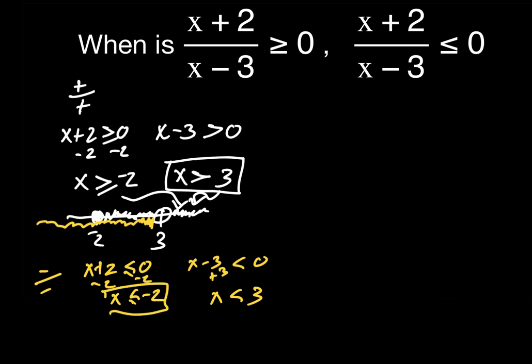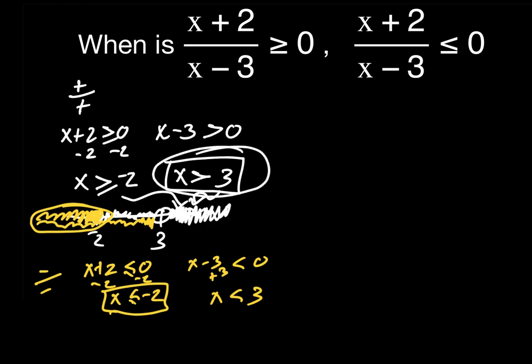Less than or equal to negative 2 is from here down. So the space that's double shaded in yellow is this area, which is x less than or equal to negative 2. The space that was double shaded in white was this area up here, which was x greater than 3. So the answer to this question is this equation up here, to use set notation.